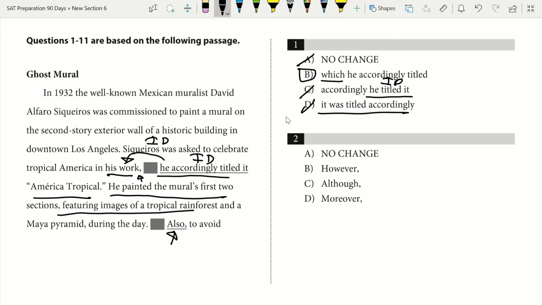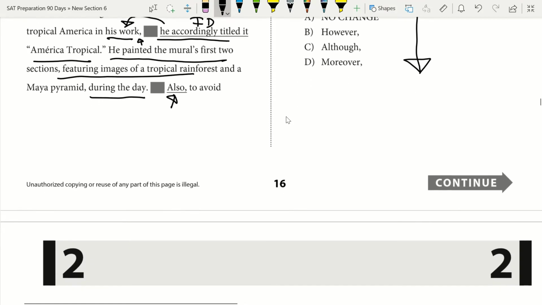Whenever I have one word at the beginning of a sentence followed by a comma, I'm looking at a transition word or connecting word from my previous sentence to this new sentence. So I want to connect the two. Now, one thing that jumped out to me in this previous sentence immediately was that it talked about him painting one thing during the day. Okay, so one thing I'm going to look for is whether or not this next sentence talks about something at night, and we're contrasting that.